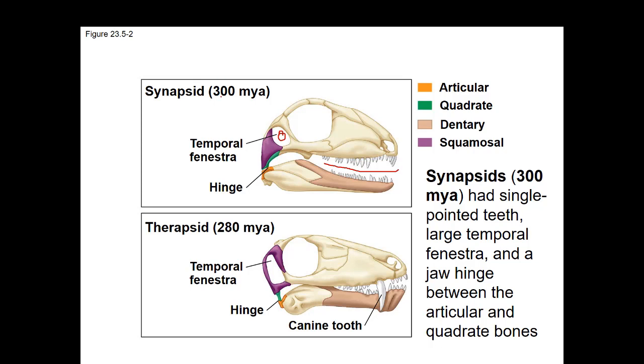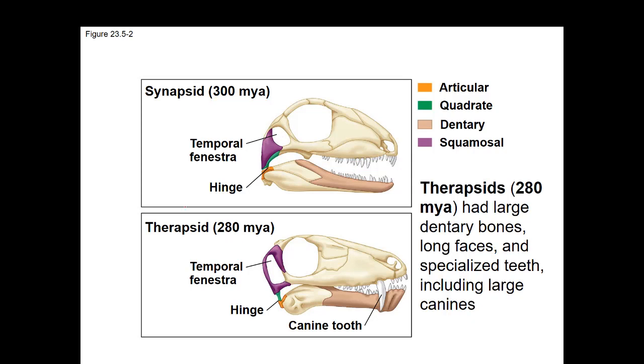And so that was 300 million years ago, and then they gave rise to the therapsids, 280 million years ago. And a little bit different between these guys was they started to have large dentary bones.